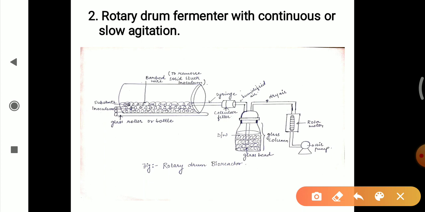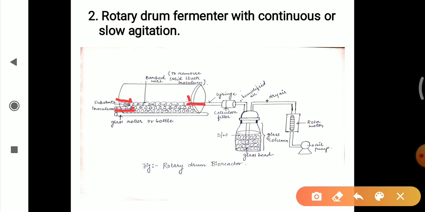It will provide the agitation and mixing of substrate and inoculum. There is a substrate inside it and our culture is there. It provides continuous, slow agitation, mixing the substrate and culture. Aeration is provided by connecting the glass bottle with an air supply.